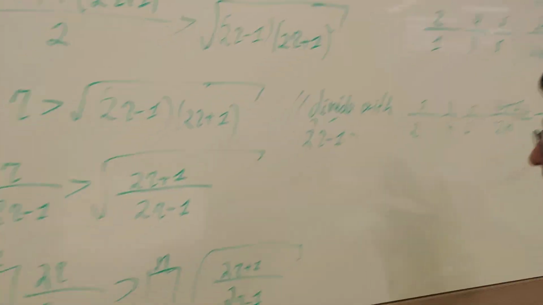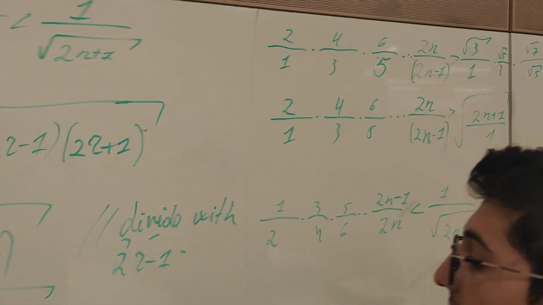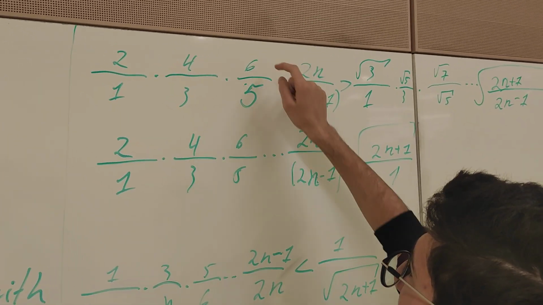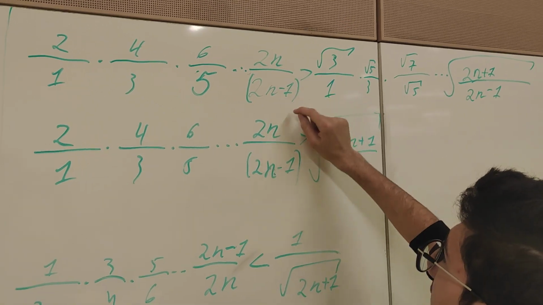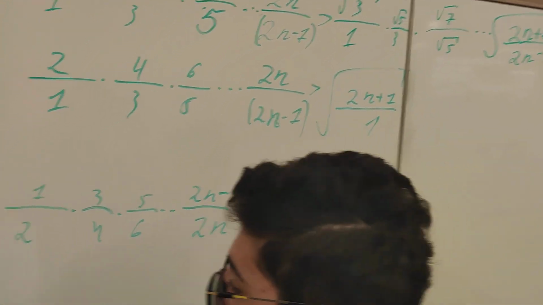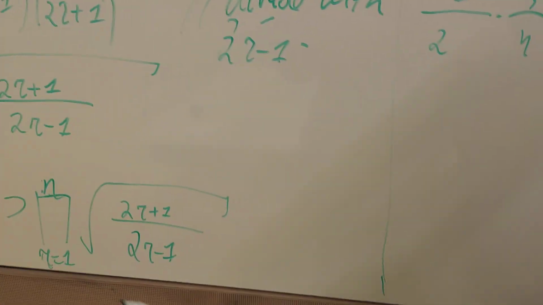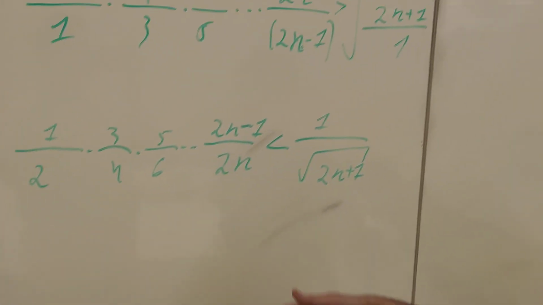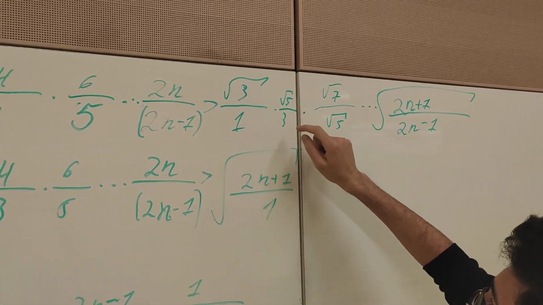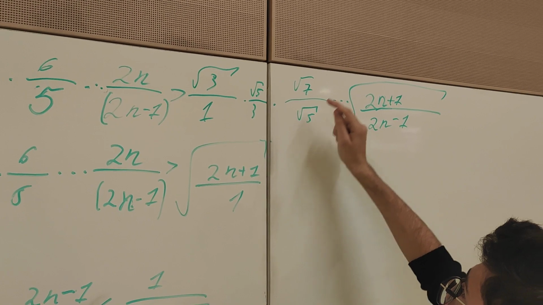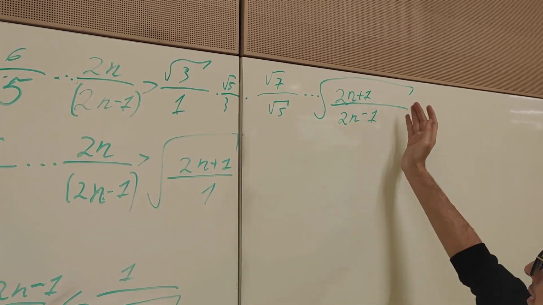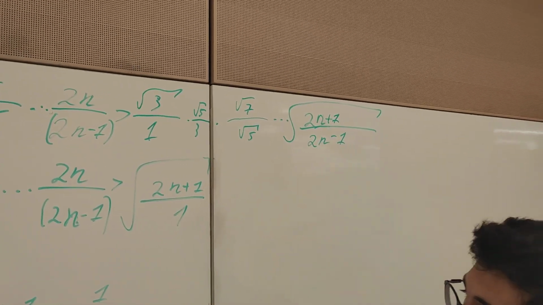And what is it in a clearer way? It's like 2 times 4 over 3 times 6 over 5 till 2n over (2n minus 1) is bigger than, in a clearer way with product notation, putting numbers inside, the square root of 3 over 1 times the square root of 5 over 3 times the square root of 7 over 5 until the square root of (2n plus 1) over (2n minus 1).